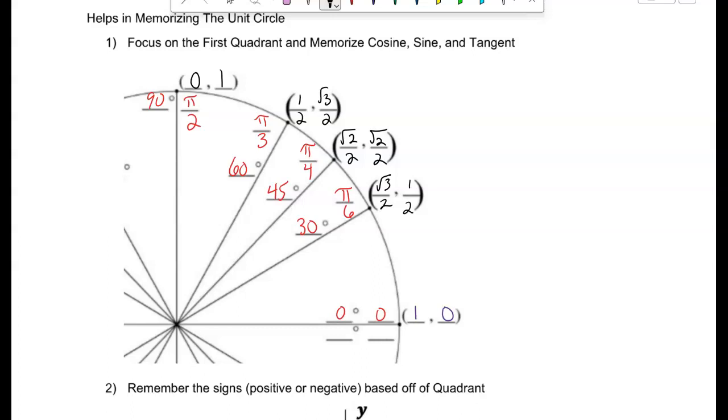So let's let tangent equal green. Tangent theta equals my green value right here. How do we calculate tangent? Sine over cosine, or y over x. Okay, guys, tangent of 0 radians. If I go y over x, what's 0 divided by 1? 0. There's your tangent.